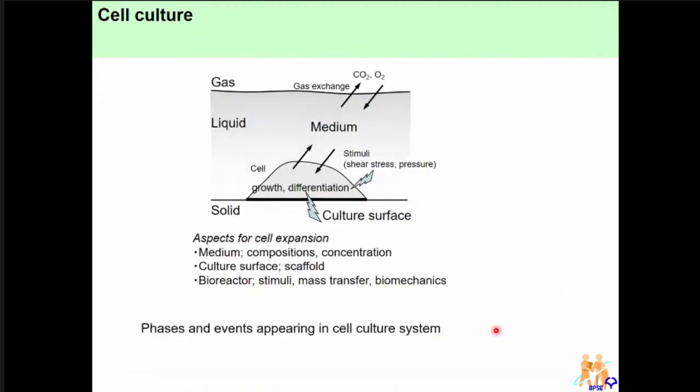From the viewpoint of the cells, they are exposed to the medium and gas from outside of the medium. Gas comes, oxygen comes into the medium, and oxygen in the medium comes to the cells. And also the culture surface sometimes stimulates growth and differentiation of the cells. Okay, that's the environment for the cells.